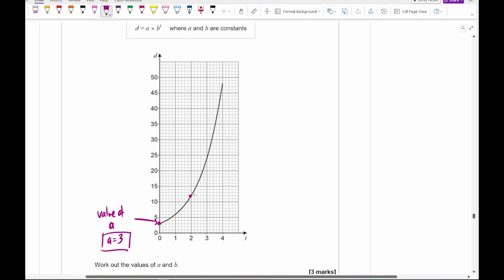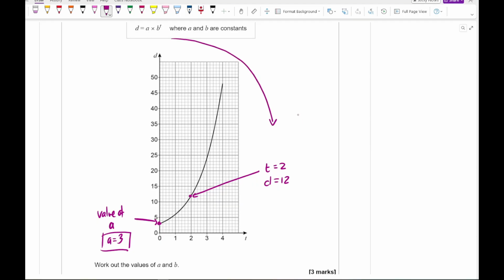So let's go for this point here. Now this point here, t equals 2 and d equals 12. So if I substitute that into this formula, I've got 12 equals, well, I know that a is 3, multiplied by b to the power of 2. Then I take the 3 over to the other side by dividing by 3, so I get 12 over 3 equals b squared. So that's going to be 4 equals b squared. So b is going to equal the square root of 4, plus or minus. So b equals plus or minus 2.